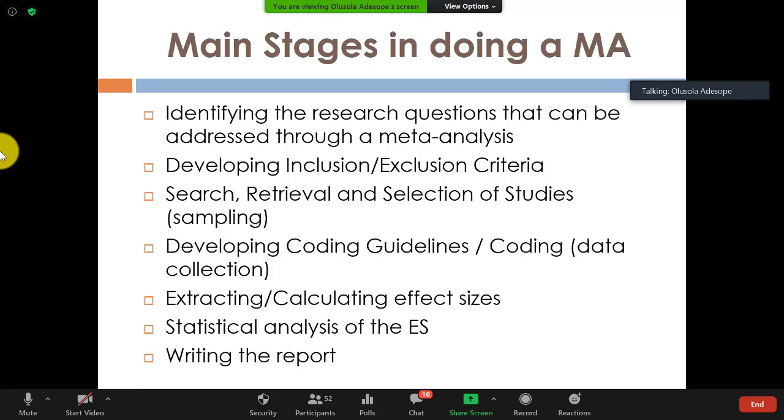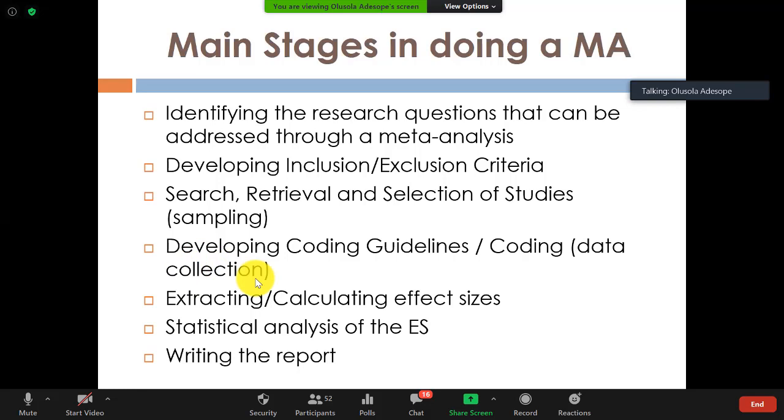First, we identify the research problem that can be addressed through a meta-analysis. Then we develop the selection criteria: on what basis should we include or exclude studies? We search, we retrieve studies, and select studies. It's more like sampling in original primary research. We develop coding guidelines. Then we extract information with code, which is more like data collection. Then we also extract what we call effect sizes.